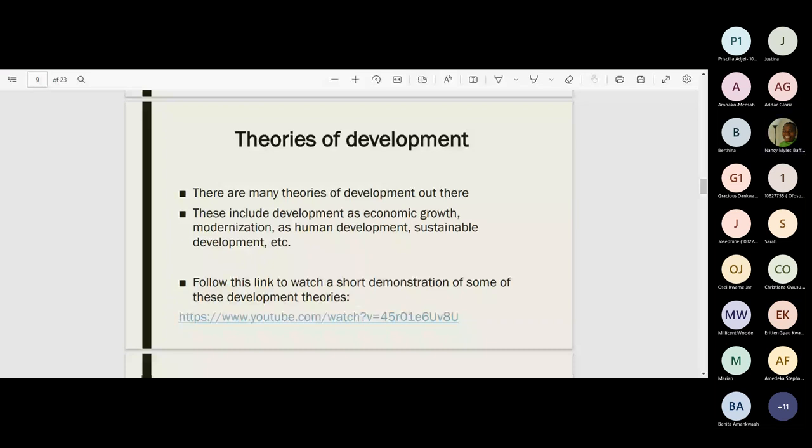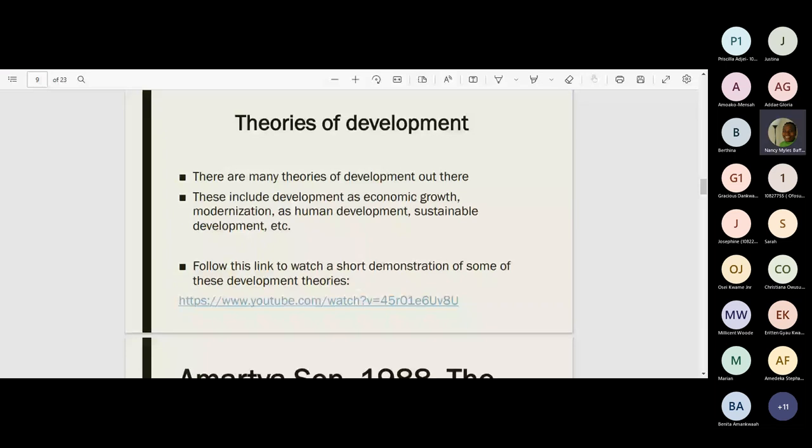Right. We will top up with a few. We still have some good time. There's a link there that I think the instructor put there to beef up some of them. Some of the content here was pulled from there and put here for you. So if you look at the link, then you see the connection. Some theories of development.